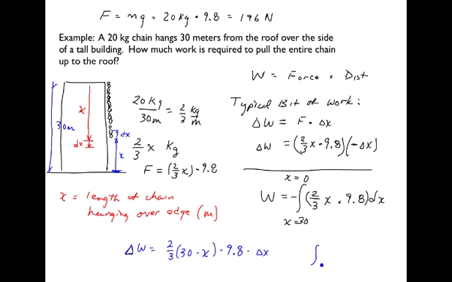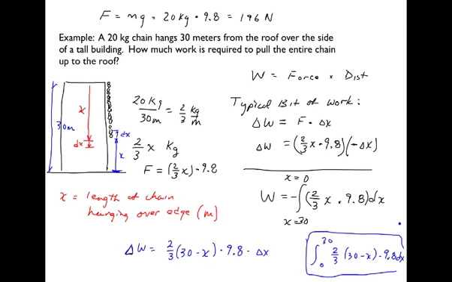It would be from 0 to 30, because you start when x is 0. You have all of it, and at the end, x is 30. So it'd be the integral from x equals 0 to 30 of 2/3 times 30 minus x times 9.8 dx. So they should get the same value. Yeah, you'll get the same value.